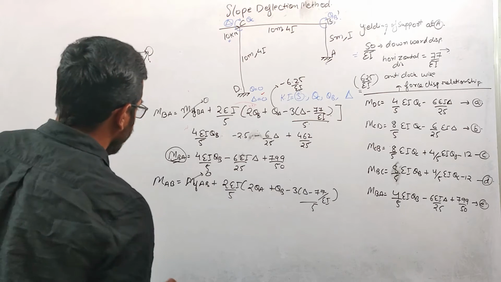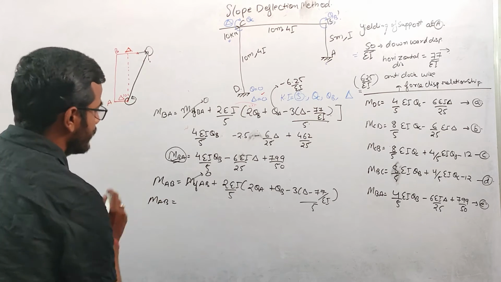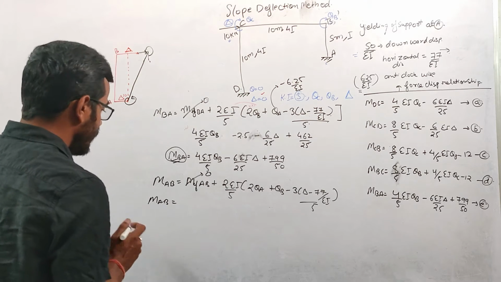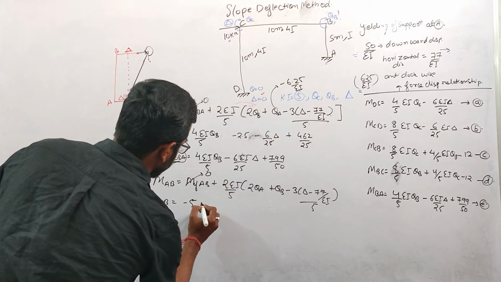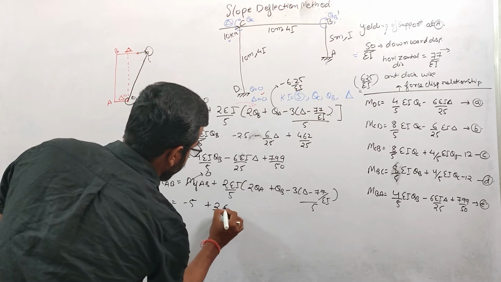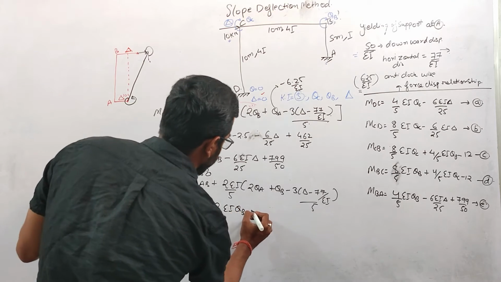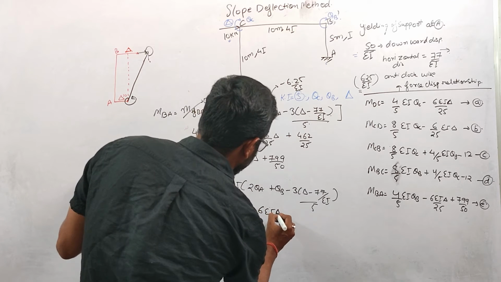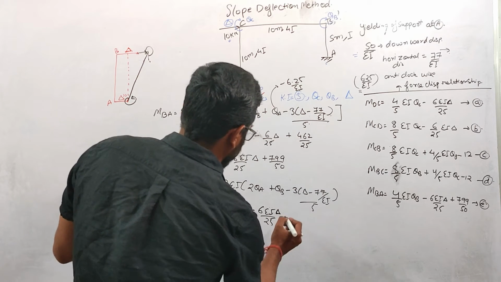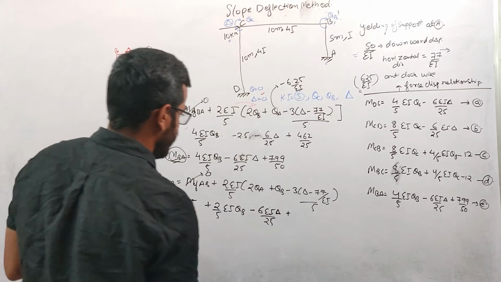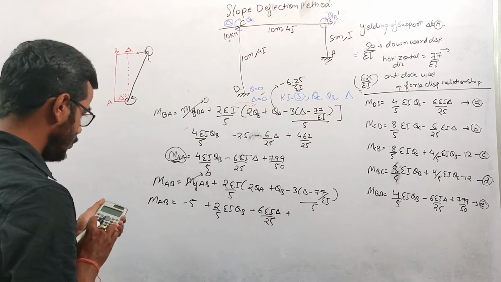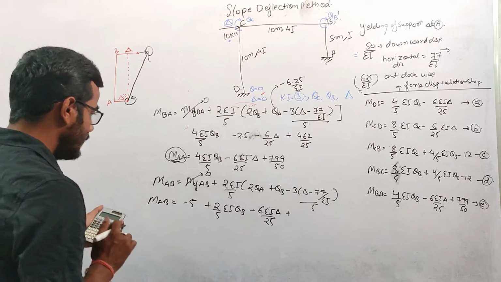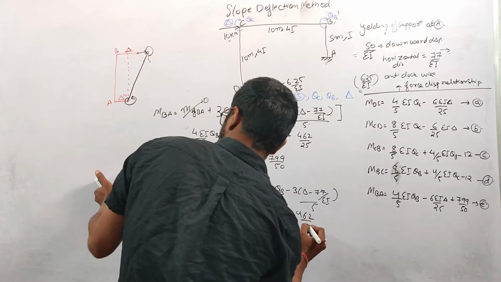There is no load on the span, and MAB is equal to 4 into 6.25 divided by 5. The value is minus 5, plus 2 over 5 EI theta B. And this will be equal to 6 EI delta by 25, and this is plus again 2 into 3 into 77 divided by 25. So this value will be 462 over 25.